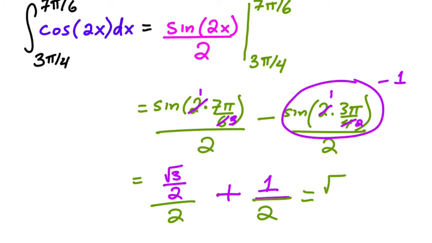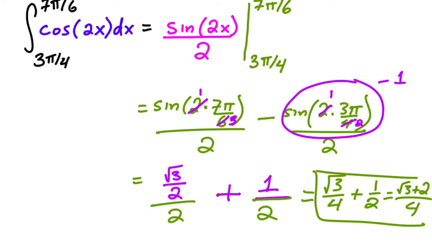Okay, so then this is just root 3 over 4 plus 1/2. Or if you want to, you can write it as root 3 plus 2 all over 4. Whichever way you like. Both are acceptable.